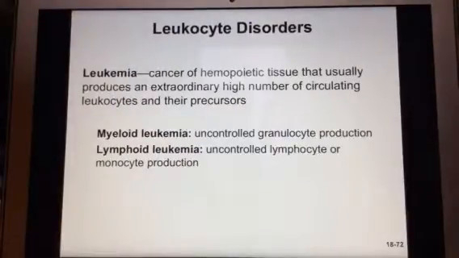Leukemia is probably the one that you're most familiar with. This is the cancer of the tissue that's producing too many white blood cells and those precursor cells. So the white blood cells are taking over and there's not enough room for red blood cells. There's two types depending on which type of white blood cell is being overproduced.